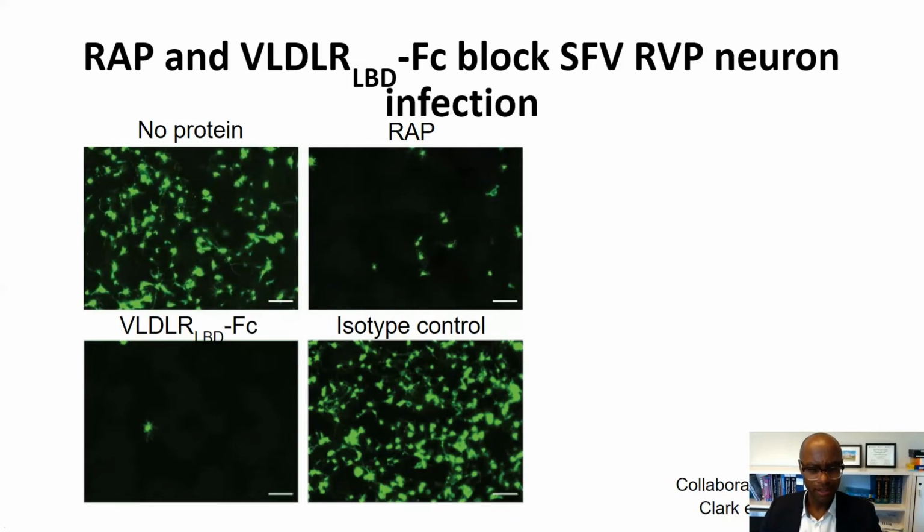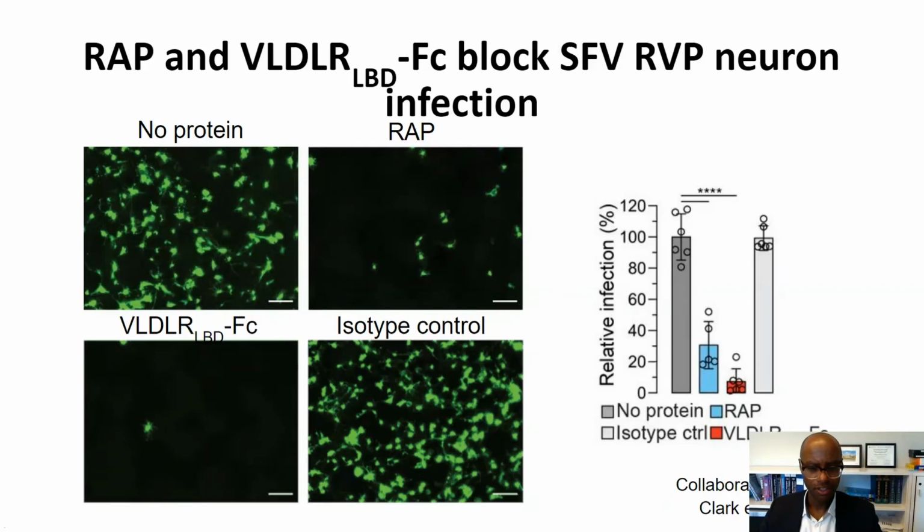When we incubated the neurons with no protein and then added SFV RVPs, we saw robust infection, in the no protein image shown on the top left. When we added the receptor antagonist RAP or VLDLR-LBD-Fc fusion protein, we saw inhibition of RVP infection, and we didn't see that with the isotype control. These data are quantified on the bar graph on the right. So it looked like RAP or VLDLR-Fc fusion protein, a decoy receptor, could both inhibit entry of RVPs into a physiologically relevant cell type.